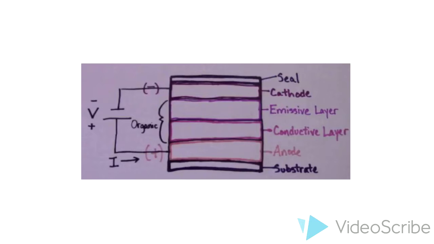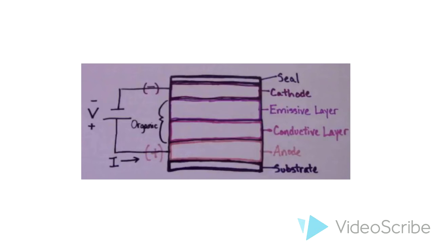Below the seal is the cathode, or negative terminal. Underneath is the emissive layer, where the light is produced. Next, we have the conductive layer, which is the source of the LED charge carriers, either electrons or holes. The middle two layers are organic polymers, and they are capable of conducting electricity.